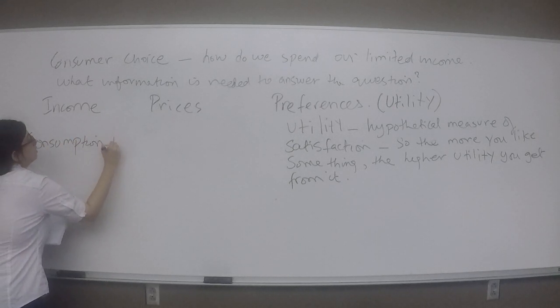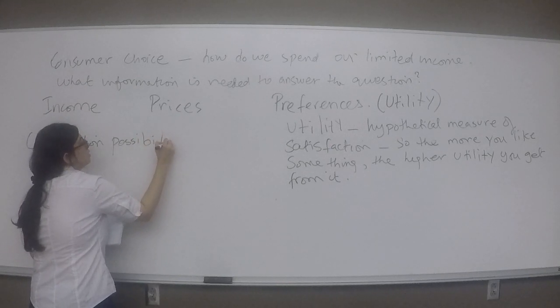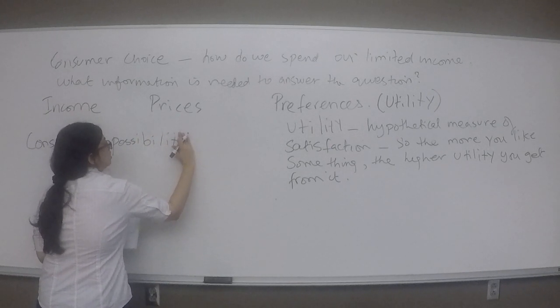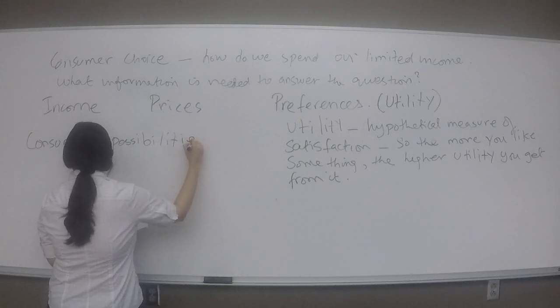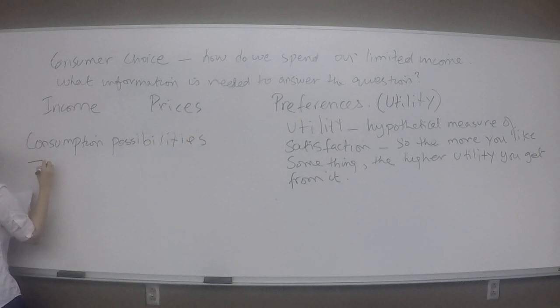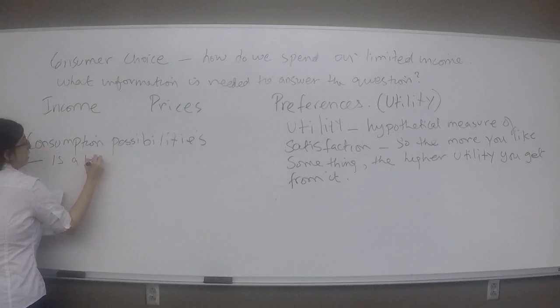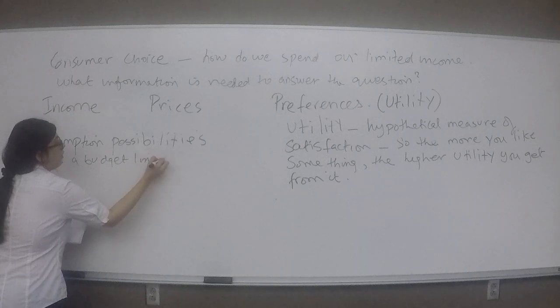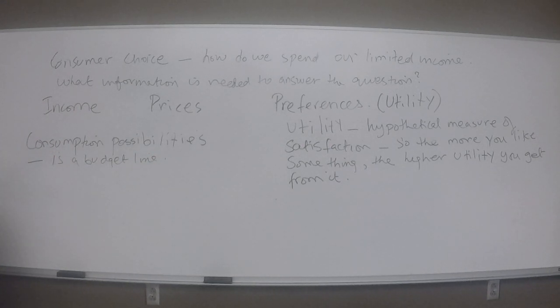Consumption possibilities is a budget line. Remember how we did production possibility before, where you could produce one thing or the other, but you could not do like maximum of both at the same time? The same thing we have with consumption. You can consume one thing or the other. It's not like you can consume everything at the same time because you have limited income. There's a budget constraint.